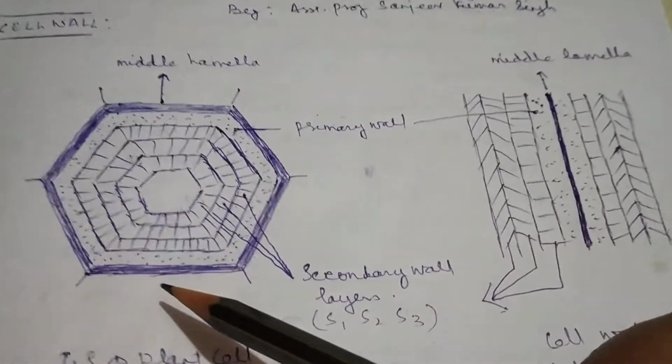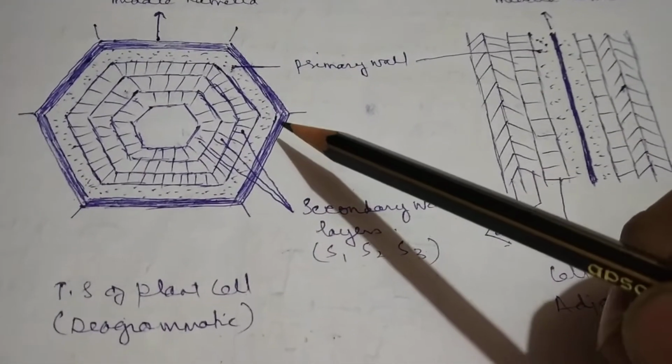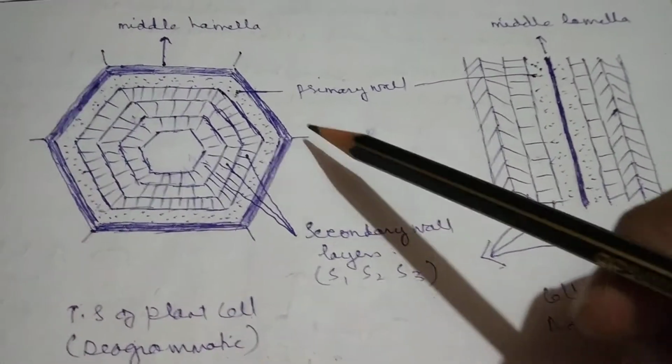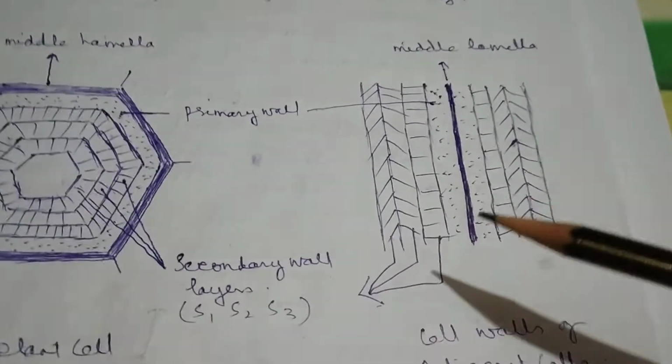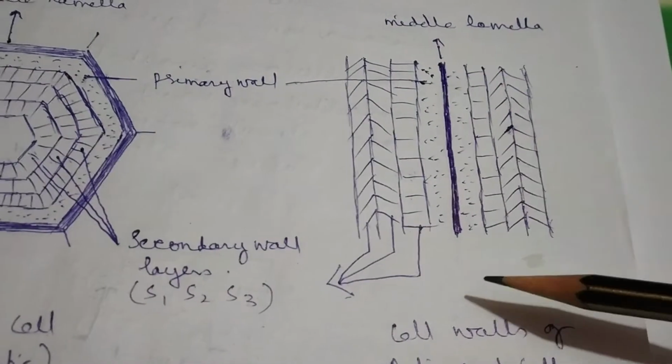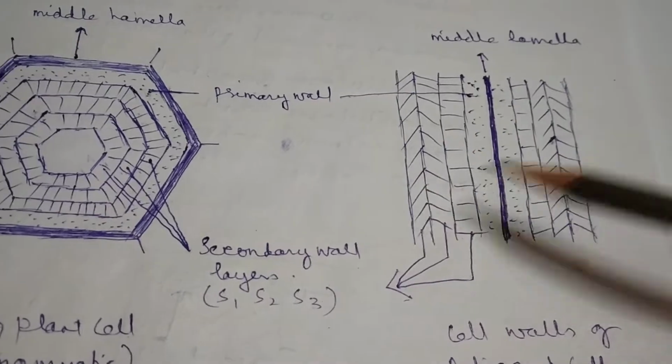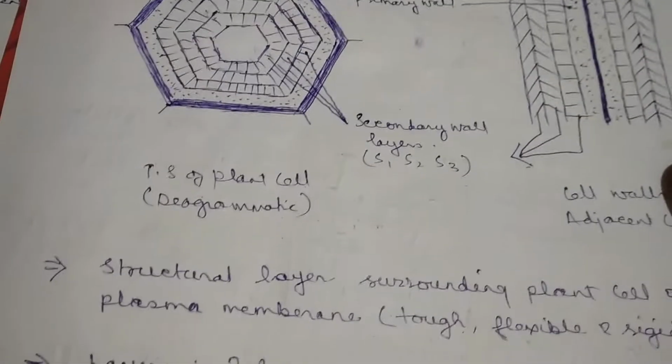Now to begin with, this is the diagrammatic representation of the transverse section of a plant cell. And this is the longitudinal section of two adjacent cells showing the structure of the cell wall, which will be eventually discussed.